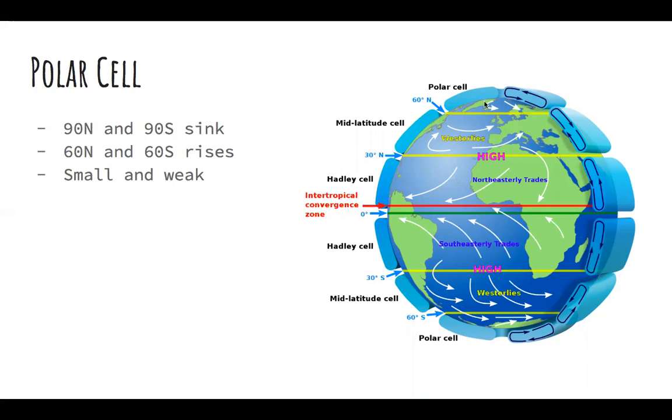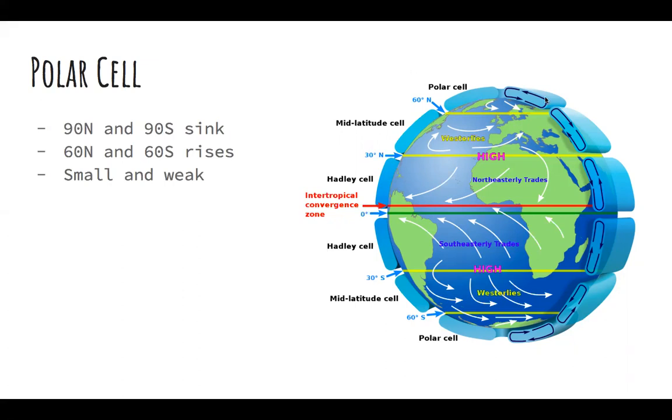So let's get into the polar cell. This cell is a convection current formed by air that rises at 60 degrees north and 60 degrees south and sinks at the poles around 90 degrees north and 90 degrees south. The cell is considered the smallest and weakest cell.